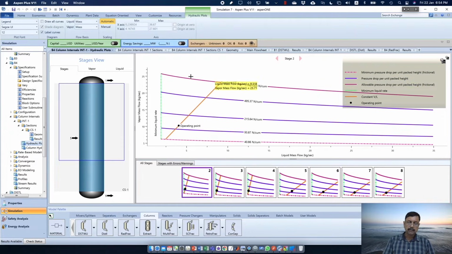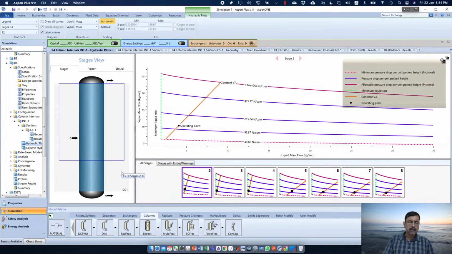And this is the minimum liquid rate. So that is also met from the very first tray. So 2, 3, 4, all the trays, they are meeting the criteria. So this is how you can do the design of packing.